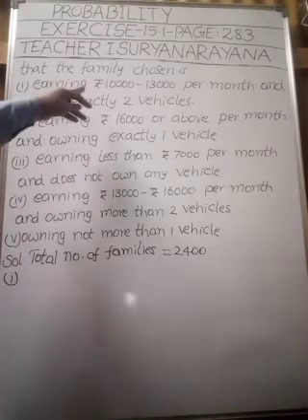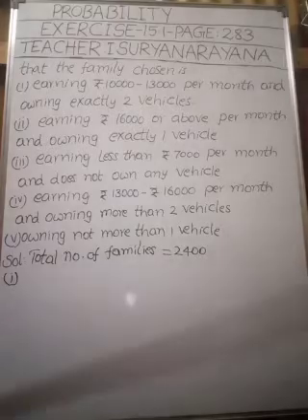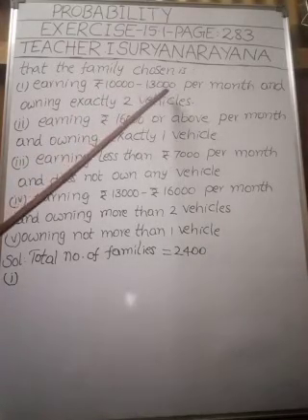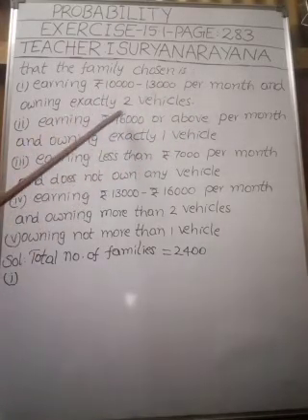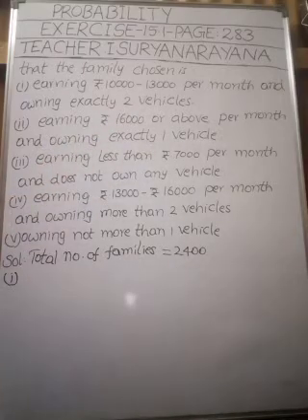How many families are earning 10,000 rupees to 13,000 per month and owning exactly two vehicles? Please observe the table, my children. How many families are having two vehicles earning 10,000 rupees to 13,000 rupees per month? Yes, 29. Okay, my children.